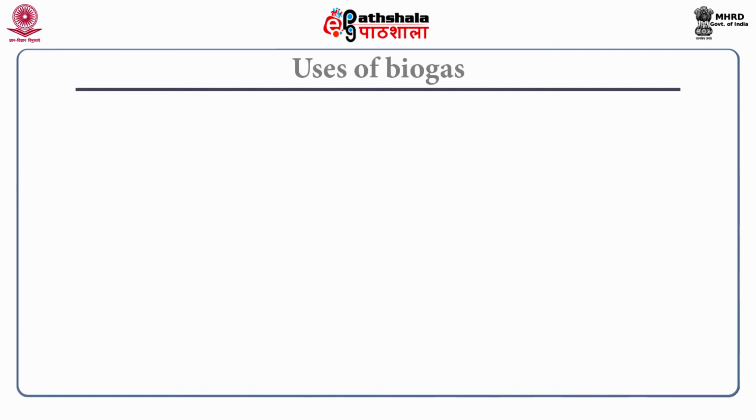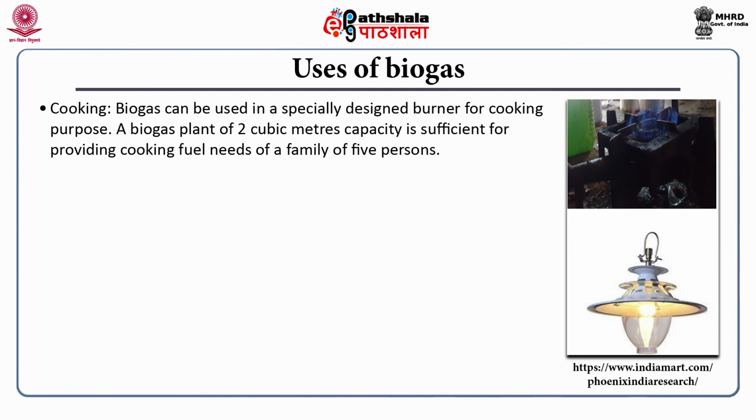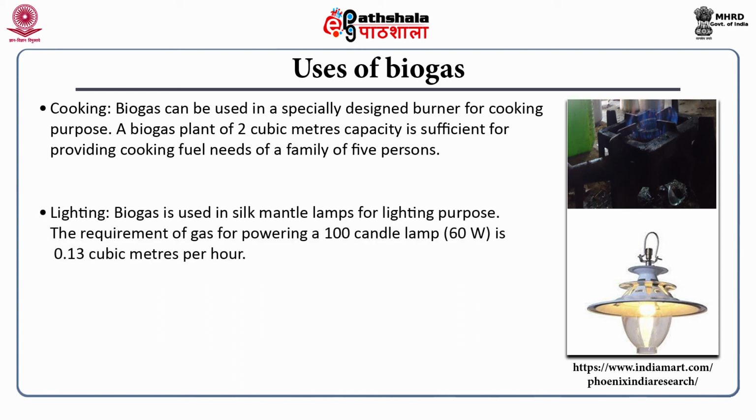What are the uses of biogas? It is used for cooking. It can be used in a specially designed burner for cooking purposes. A biogas plant of 2 cubic meters capacity is sufficient for providing cooking fuel needed for a family of 5 persons. It can be used in lighting. It is used in silk mantle lamps for lighting purposes. The gas requirement for powering a 100 candle lamp, which is 60 watt, is 0.13 cubic meters per hour. And it is used for power generation.